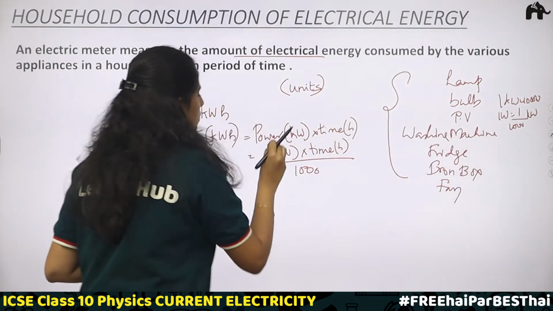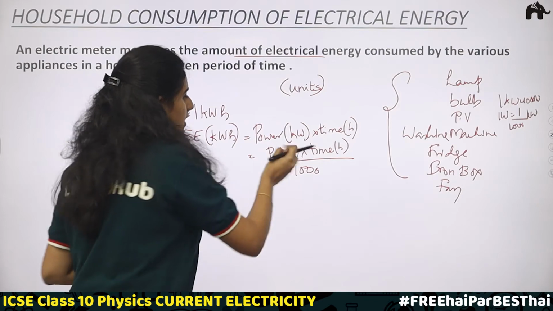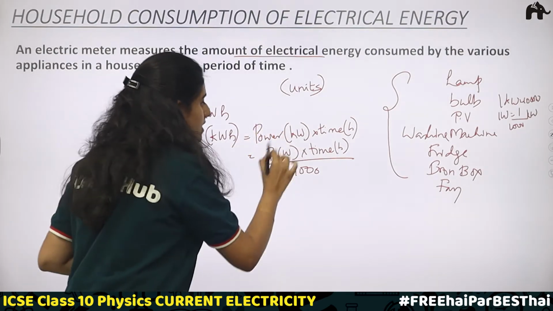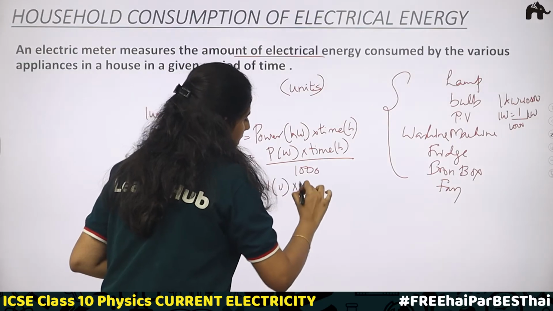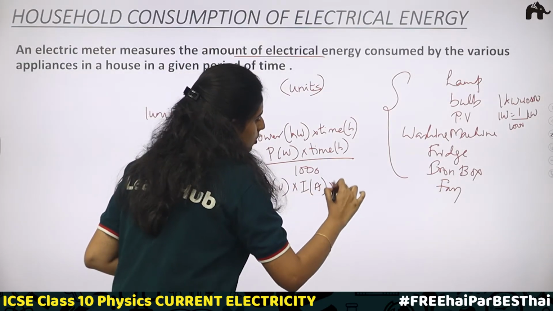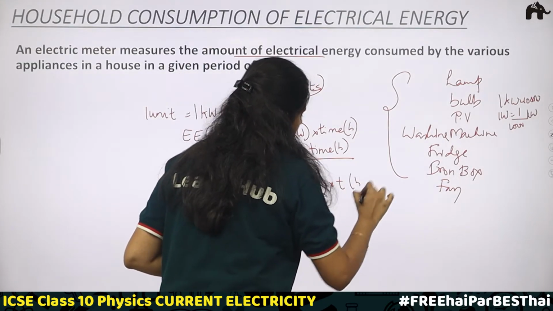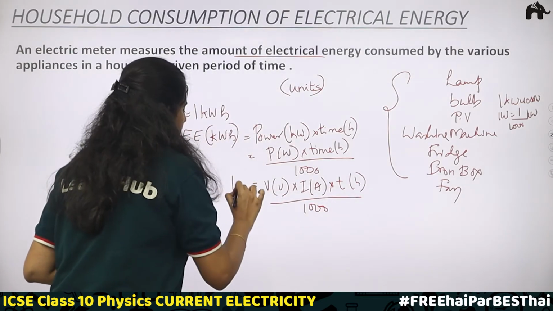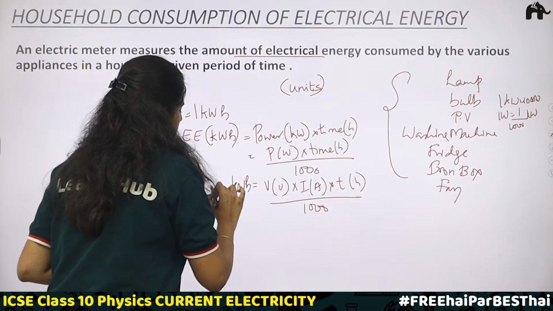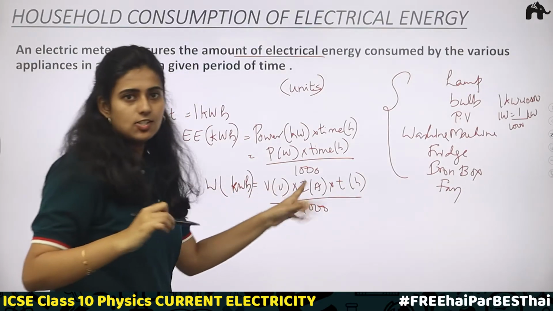Now, if you know the voltage and current, how do you determine it? We know power is voltage into current. Voltage taken in volts and current taken in amperes, into time taken in hours, whole divided by 1000, will give you the electrical energy in kilowatt hours. Electrical energy in kilowatt hour.